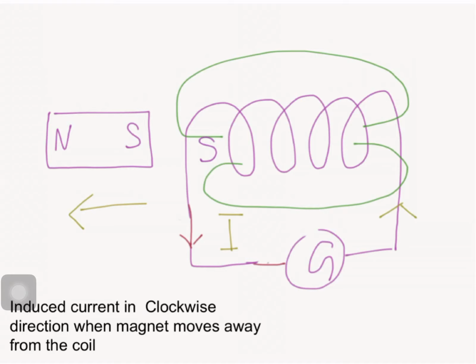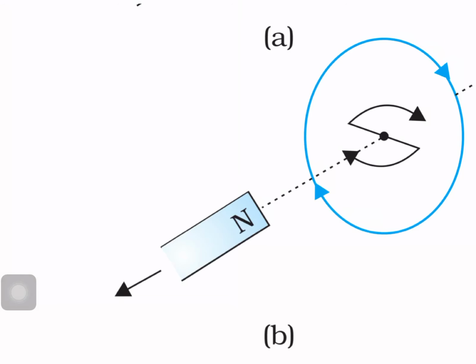Finally we come to the conclusion: whenever the magnet moves towards the coil, the induced current flows in anti-clockwise direction. But in the second case, whenever the bar magnet moves away from the coil, the induced current flows in clockwise direction.